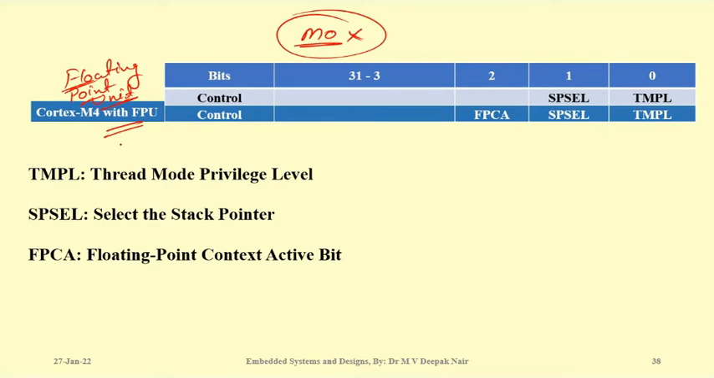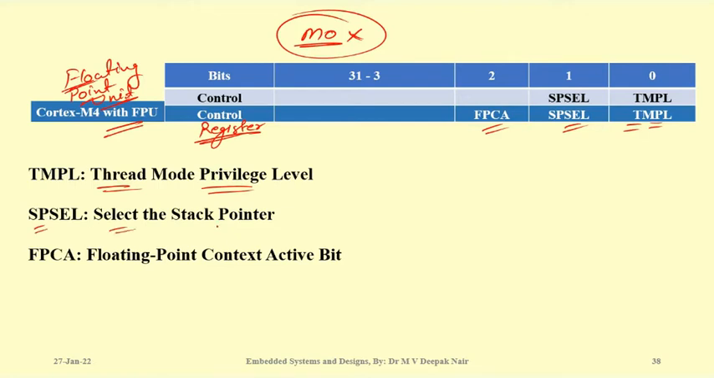So the Cortex M4 floating point unit again has this control register. This is the control register, the fifth last register. Again it is 32 bit, between 0 to 31, and the most important are these three bits: FPCA, SPSEL, and nPRIV. So this is thread mode privilege level. If it is 1, that means it is running in thread mode at privilege level, or if it is 0, it is unprivileged level.